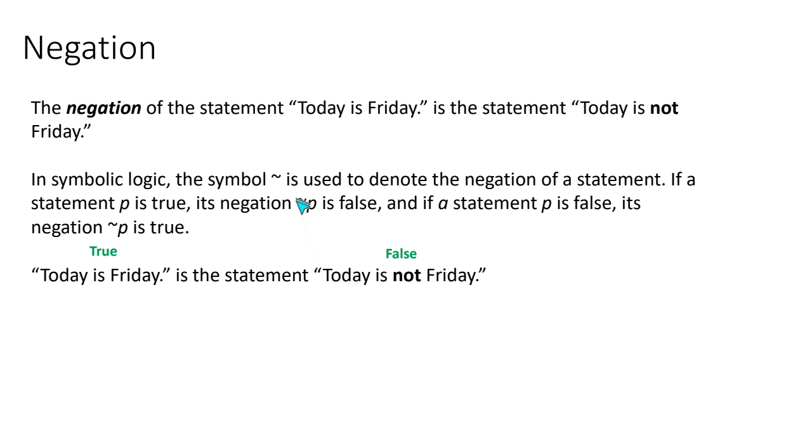The symbol we use for negation is this little tilde sign. In chapter 2, you used it for equivalent, but now we're going to use it for negation. So you want to make sure that when you see this, it's not the one for the sets. It's a new symbol for negation. Again, remember, if you start with a true statement, then the negation would be false. If you start with a false statement, then the negation would be true.